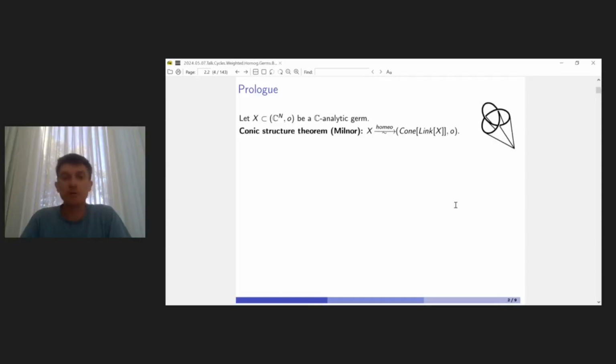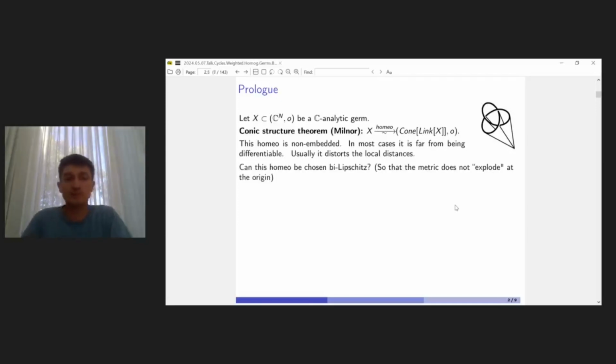X will always be a complex analytic germ of any dimension and codimension. And everybody knows the conic structure theorem of Milnor, or maybe even before. So every germ is homeomorphic to the cone over its link. This homeomorphism is non-explicit, and in most cases it is far from being differentiable. You cannot force it to be differentiable in whichever way. Even worse, usually it significantly distorts local distances.